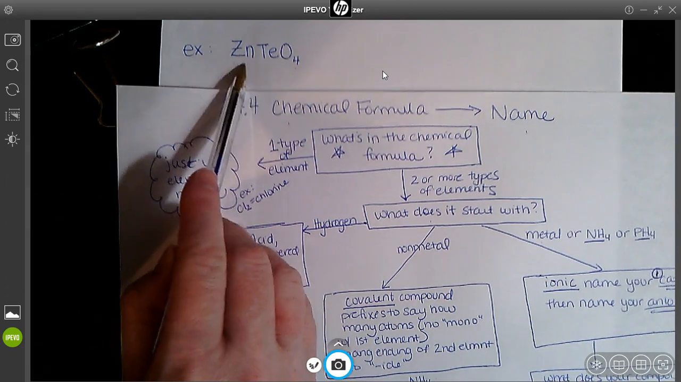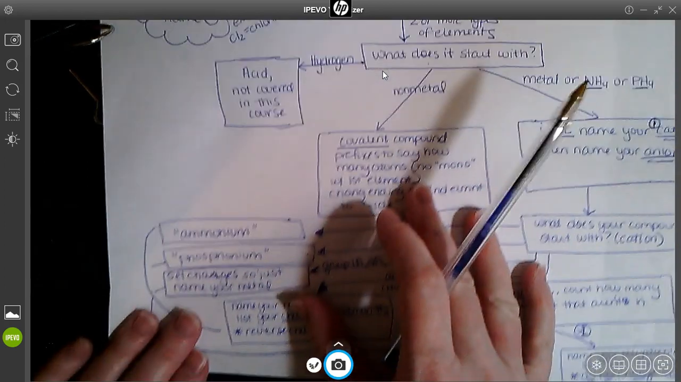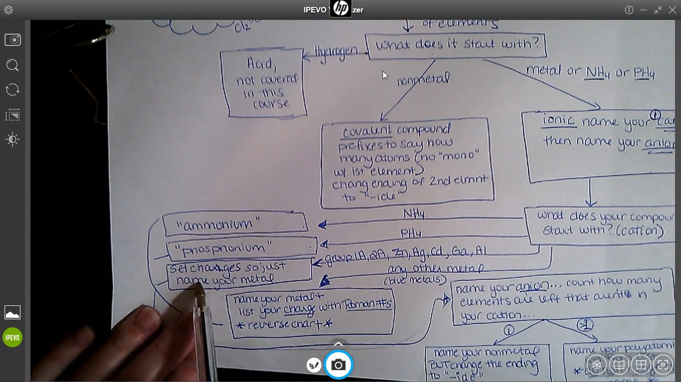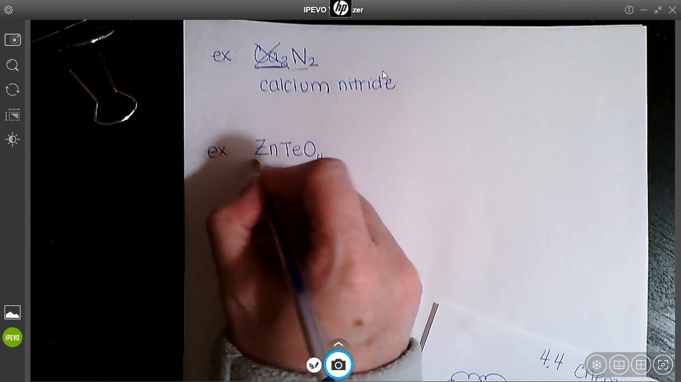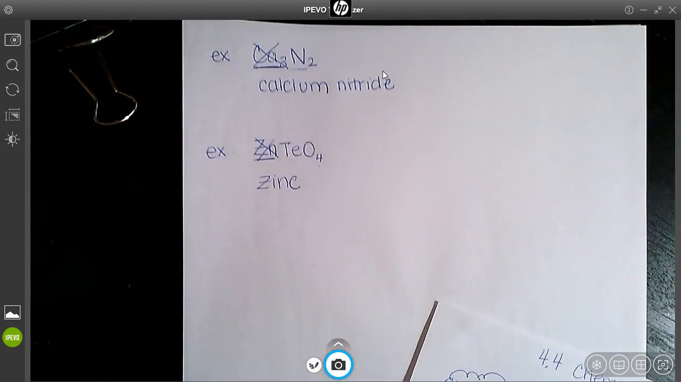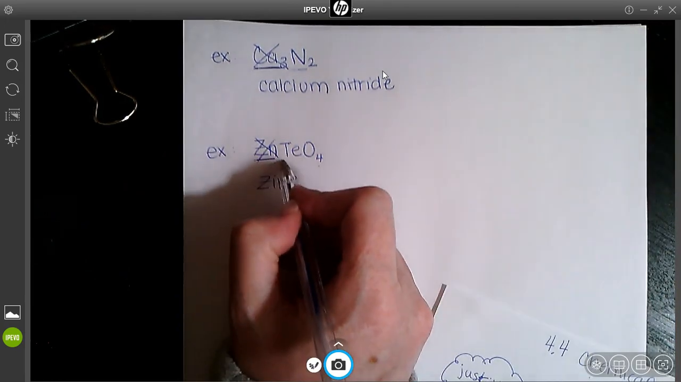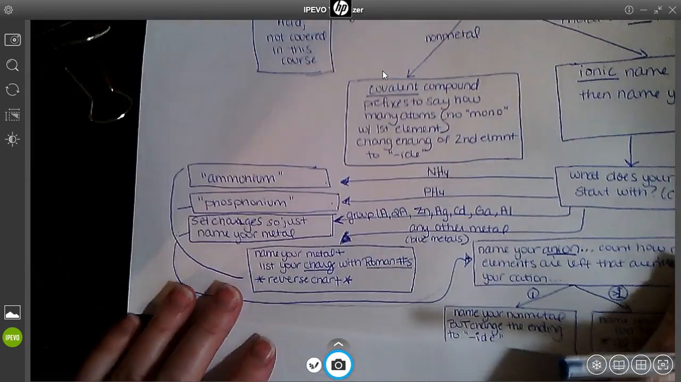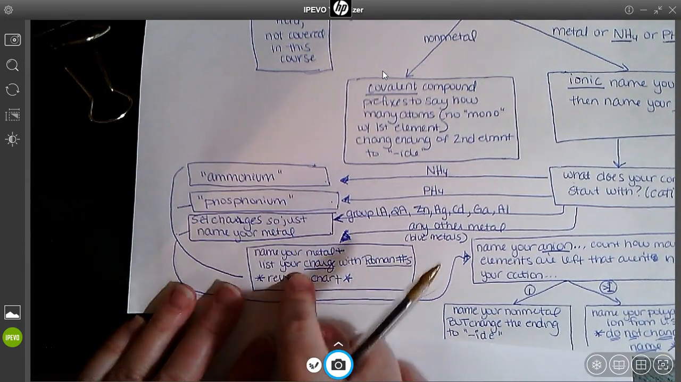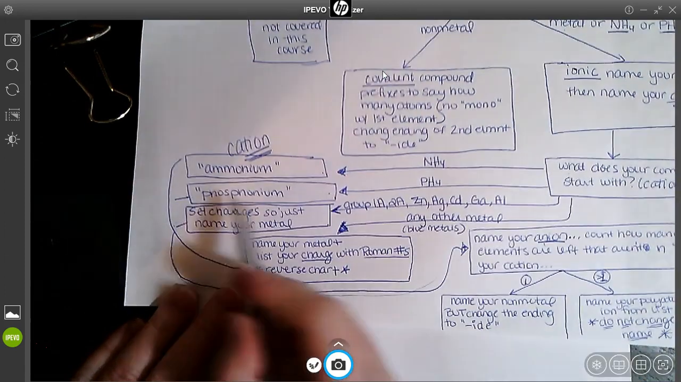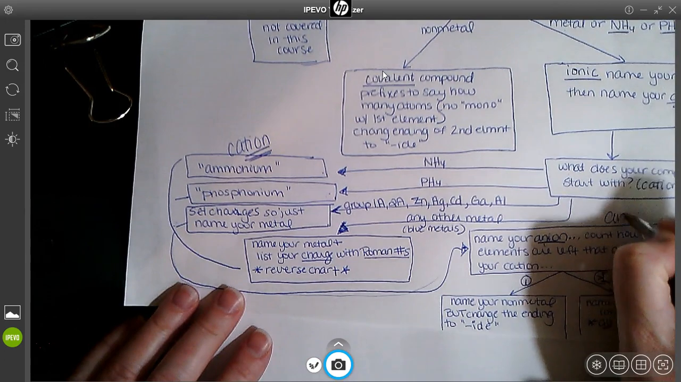What does it start with? I start with zinc. I go here, zinc. I have another one that has a set charge, so I just name my metal. So this is zinc. I've already named that part of the compound. Now I have to name this part of the compound. I've done my cation. All of these are cation parts. And now I go over here, and these are all my anion steps.